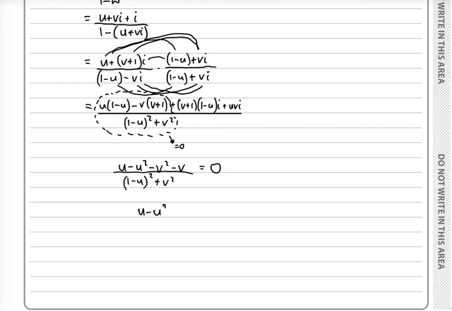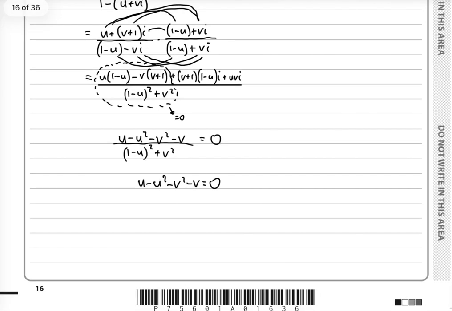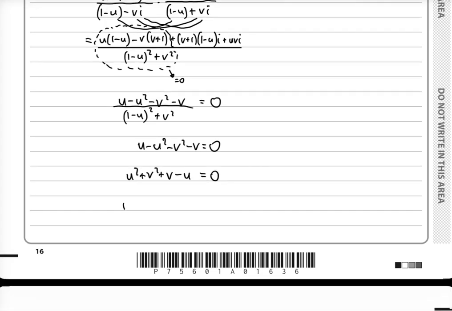So u minus u squared minus v equals 0. Don't like all those negatives, let's bring that on the other side. U squared plus v minus u equals 0 instead. Now we need to complete the square. So u minus a half all squared takes care of this term and this term, but I have to get rid of that quarter that generates.